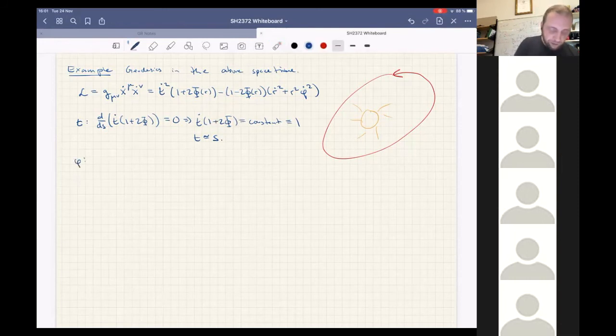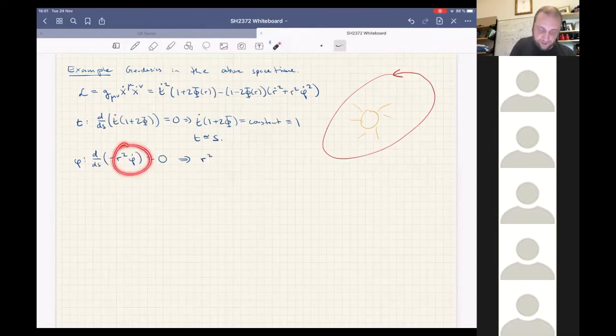If we look at the phi coordinate, again, nothing here depends on phi explicitly. So what we end up with is that d/ds, which now is the same thing as d/dt, of minus r squared phi dot is equal to 0, which means that we have a constant of motion, which is just what we had inside here. So r squared phi dot, that's our regular angular momentum per unit mass.